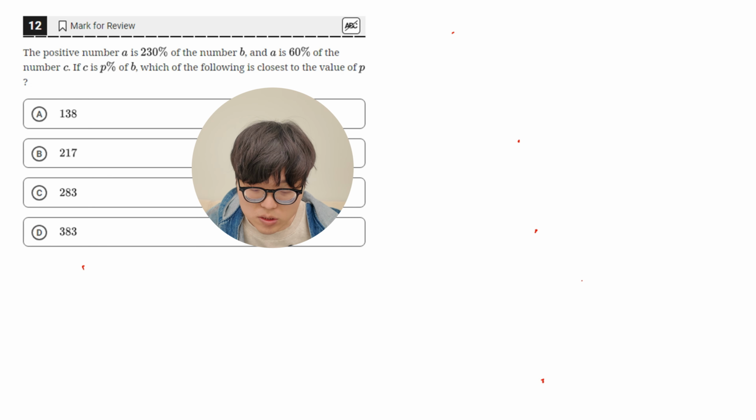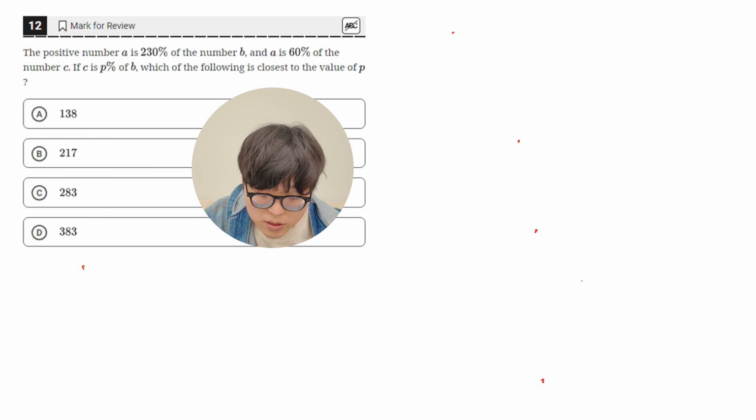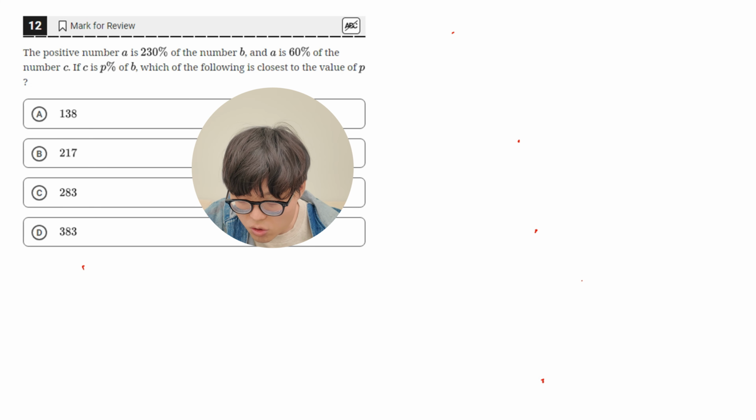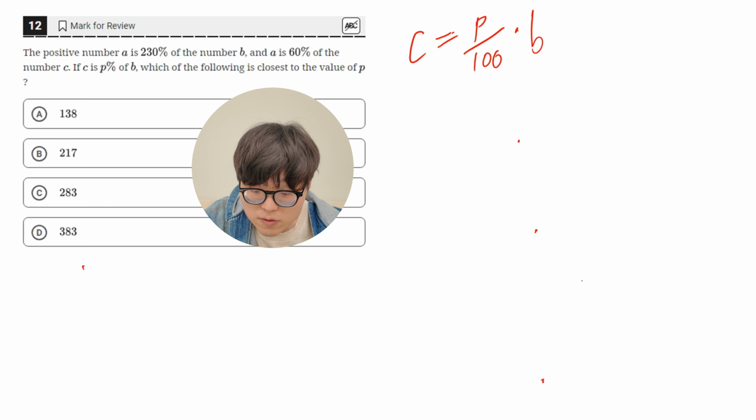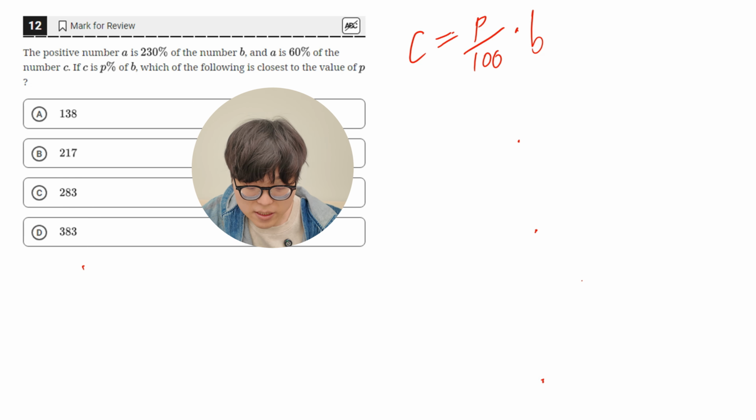Now, what is the most important variable in this question? It says in the last sentence here, which of the following is closest to the value of P, meaning that our main goal here is to find the value of P itself. So from the previous equations we've written, we've said that C equals P over 100 times B, which means to find this value of P, we've got to use the equations that we've written before to have it in the same format as this so that we can find P easily.